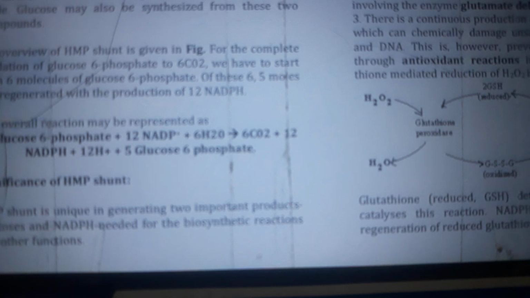For the complete oxidation of glucose 6-phosphate to 6 CO2, we have to start with 6 molecules of glucose 6-phosphate. Of these 6, 5 moles are regenerated with the production of 12 NADPH. The overall reaction may be represented as 6 glucose 6-phosphate plus 12 NADP+ plus 6 water gives 6 CO2 plus 12 NADPH plus 12 H+ plus 5 glucose 6-phosphate.